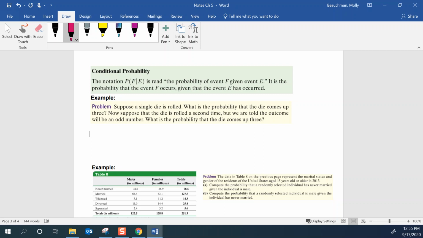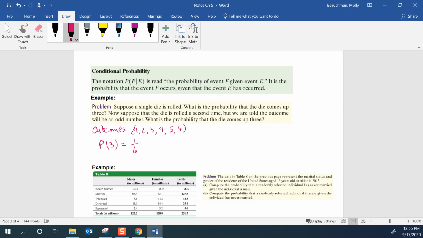Suppose a single die is rolled. A single die has a sample space, your possible outcomes, of the numbers 1, 2, 3, 4, 5, and 6. So the probability that the die comes up a 3: we look at the number of 3s. There is 1 out of 6 total.